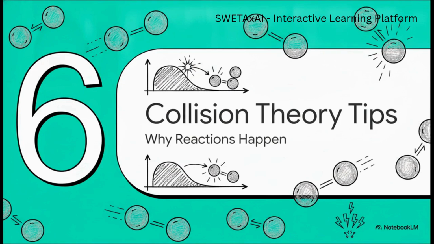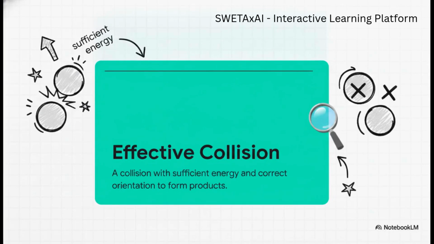Finally, Section 6, Collision Theory and Pro Tips, Why Reactions Happen. According to collision theory, molecules are constantly crashing into each other in this chaotic, microscopic demolition derby. But, and this is a big but, not every crash actually results in a reaction. To form products, you need what's called an effective collision. And an effective collision demands two things to happen simultaneously.